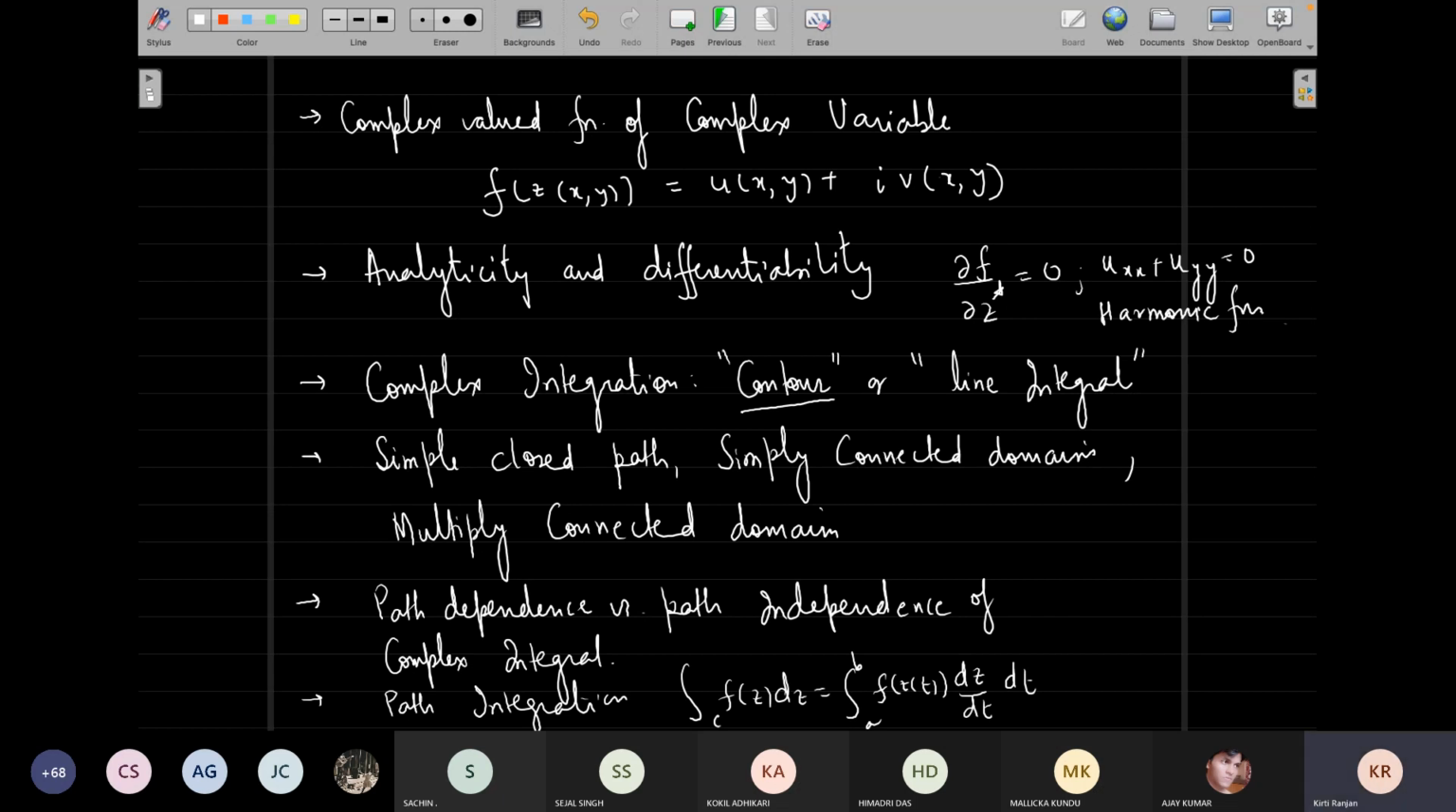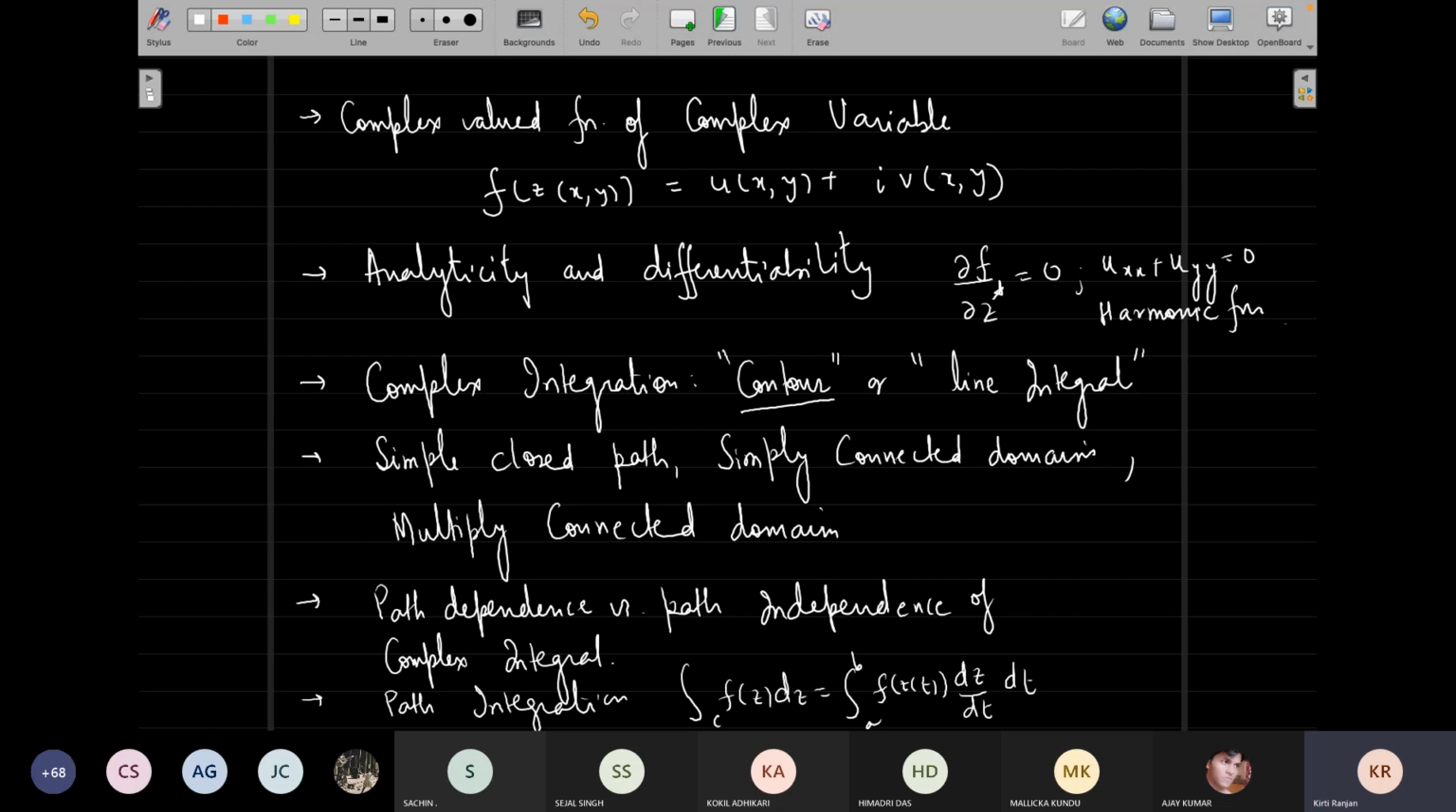In order to have complex integration about a path, we defined something called a simple closed path. This path may lie in a simply connected domain, or in a multiply connected domain. The simplest way to understand multiply connected domains is in terms of holes in simply connected domains. And what we were discussing towards the end was the path dependence versus path independence of complex integrals.